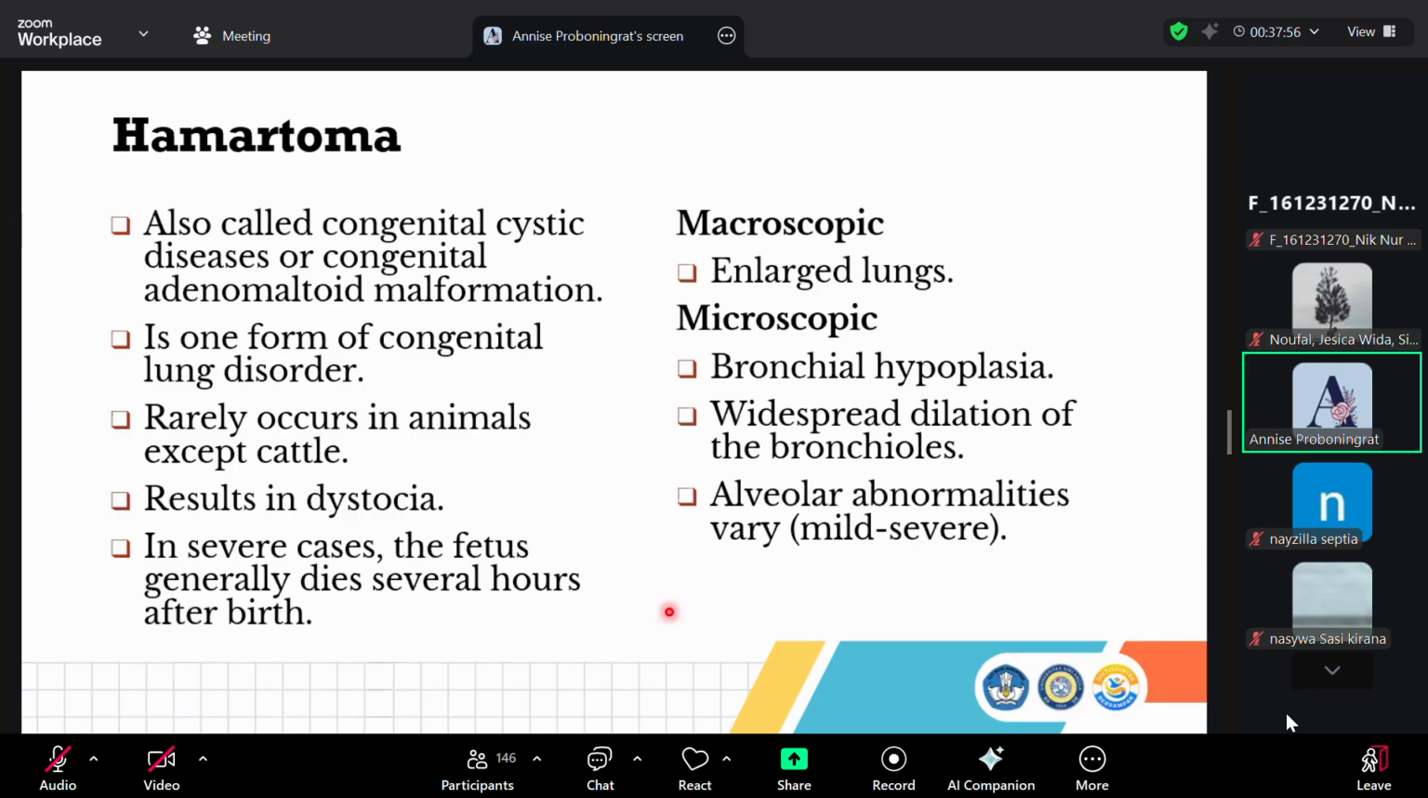The macroscopic lesion appears as enlarged lungs, and microscopic lesions can be presented by bronchial hypoplasia, widespread dilation of the bronchioles, and alveolar abnormalities.